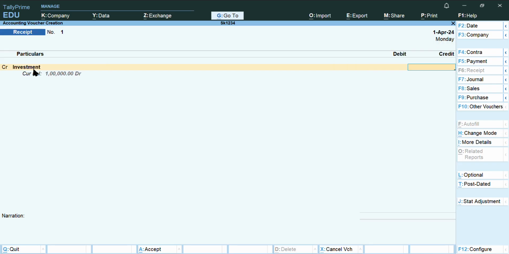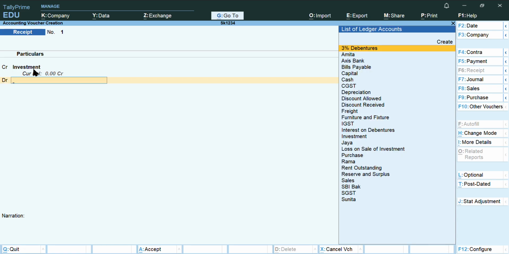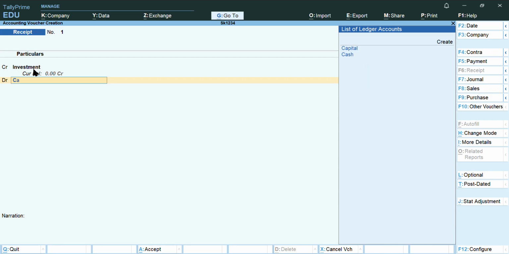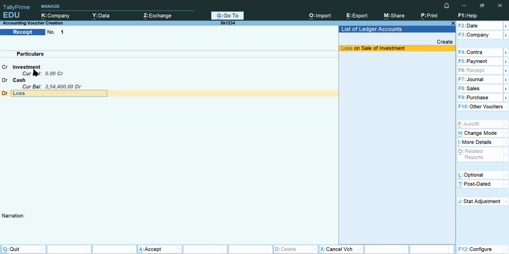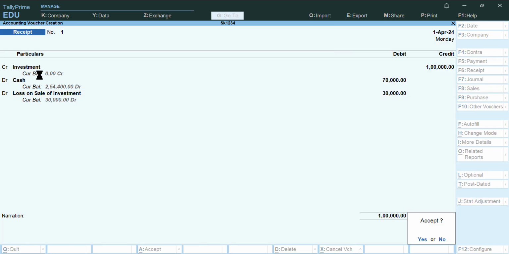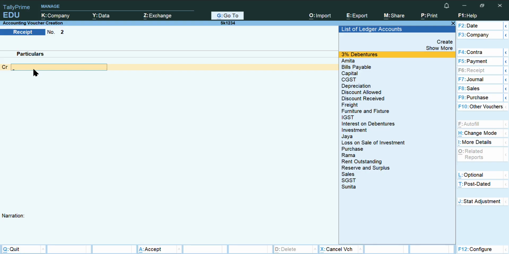Credit investment account. So, sometimes it doesn't give you the entry in the proper format as we have, that is something debited and then credited. So if entry is asking you credit first, then you write credit first. Now debit, you are getting money, cash. Okay. Now the cash was 70 and you have a loss of 30. So loss on sale 30. That's it. This entry is over.